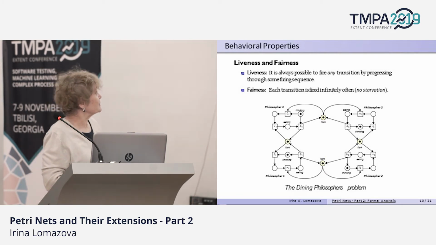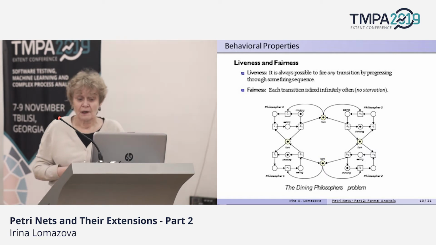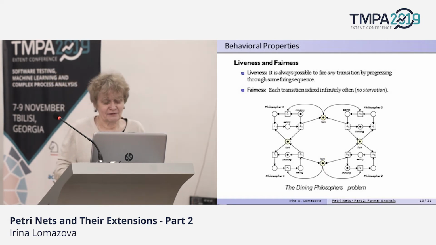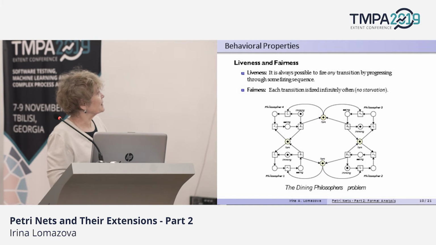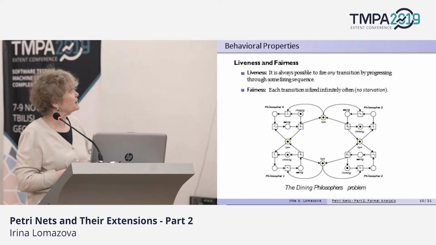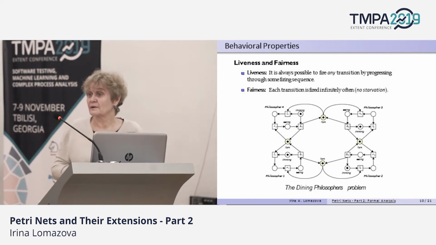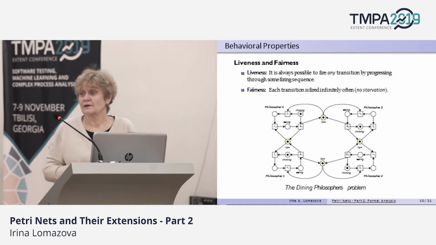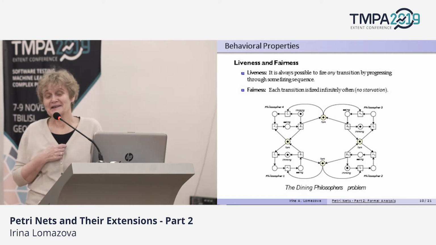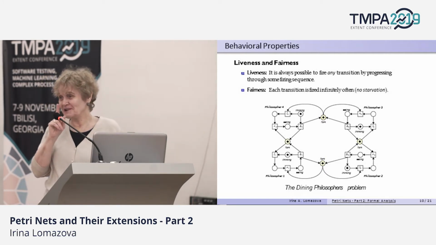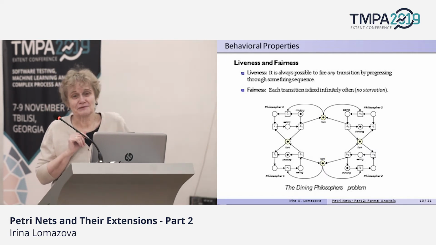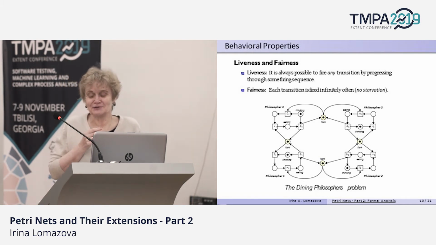And fairness is another important property, and it is important not only for Petri nets, but for all systems and for verification. This example is the dining philosophers. This system illustrates the dining philosophers problem. I can tell you that I was at the lecture of Dijkstra when he was presenting this problem. That was in Novosibirsk. I was a PhD student at that time.